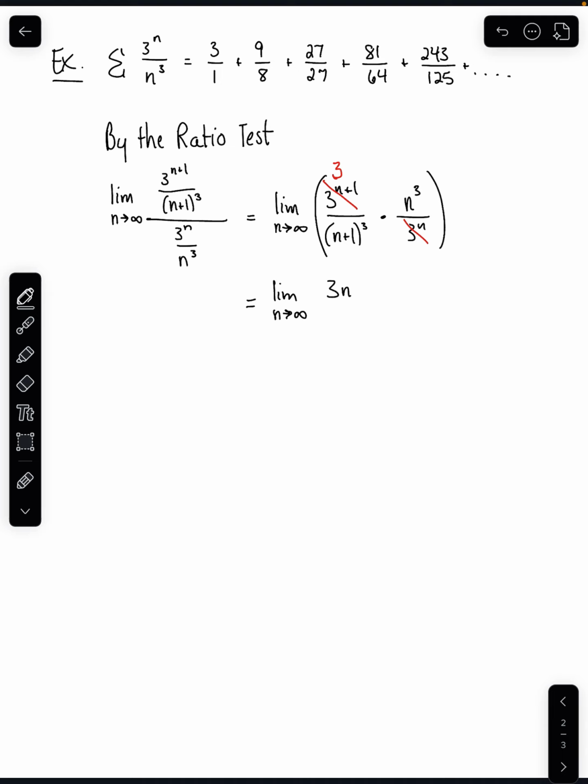This would give us 3n cubed in the top over n plus 1 cubed in the denominator. Now it's not terribly difficult to expand the n plus 1 cubed, but it is a polynomial, and the numerator is also a monomial, a single term polynomial. So in expanding the denominator, all we really need is the lead term of it.